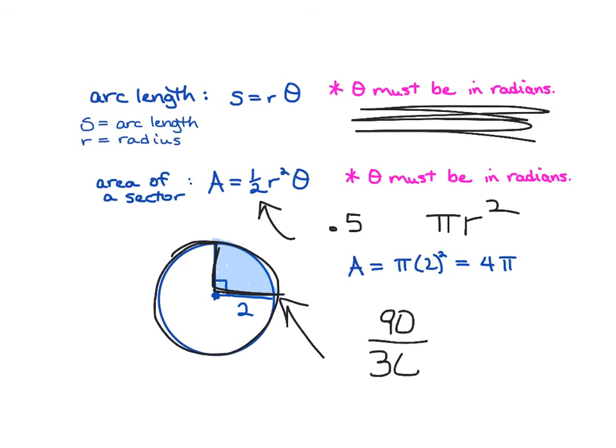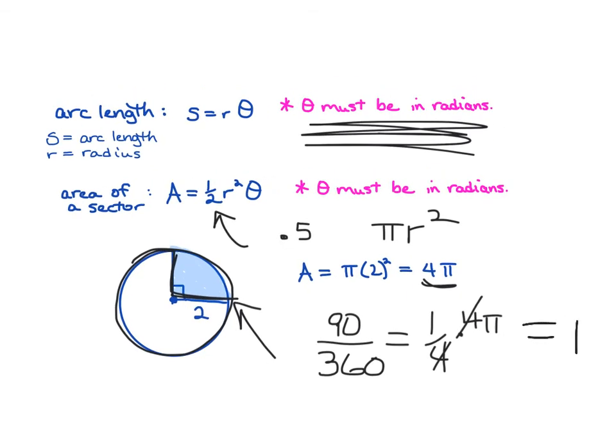So what part out of the full circle is 90 degrees? That would be 1/4. And then I would multiply that by the entire area, so 4 pi. My answer here, the area would be pi. In this case it would be units squared because I didn't give you anything.